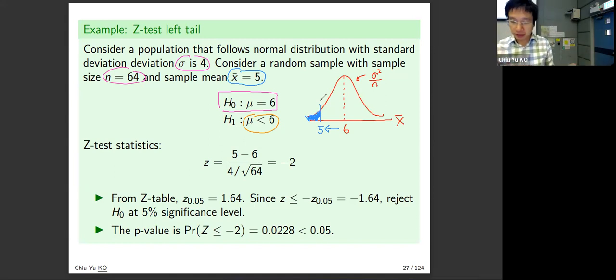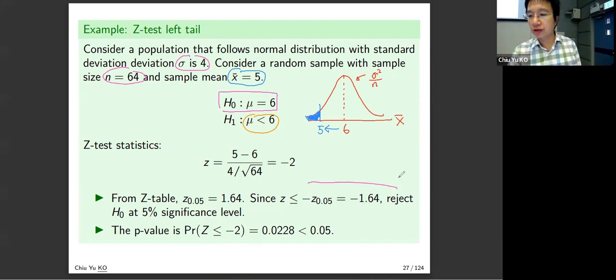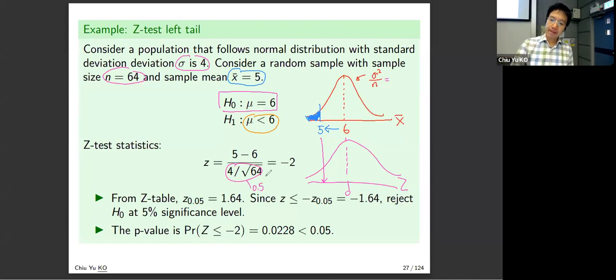And the way we do it, you can do it here, but as I said, the classical way is to convert it to Z, the standardized normal with 0 here, and ask what 5 is here. 5 is 1 below the mean, 6. And the standard deviation here, the SD is 0.5. And that means it's 2 SD away, minus 2.